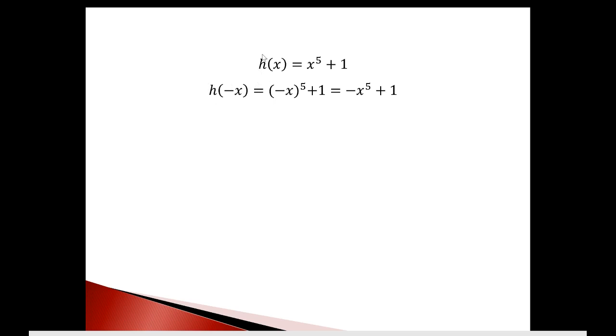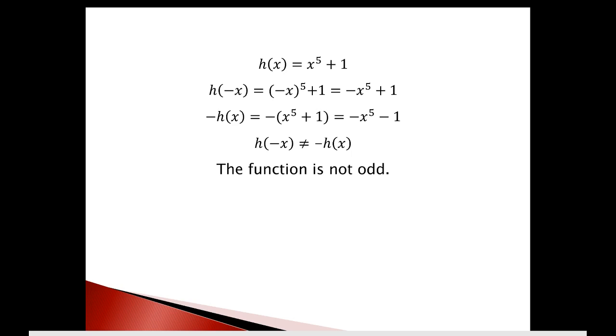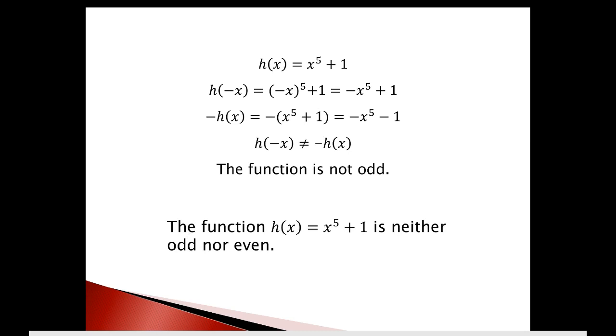To check that, we need to check the value of negative h of x, and after simplifying this one, we will have negative h of x is equal to negative x to the fifth minus 1. And if we compare these two functions, we can see h of negative x is not equal to negative h of x. So here we can say that the function is not odd. And our conclusion is the function h of x is neither odd nor even.